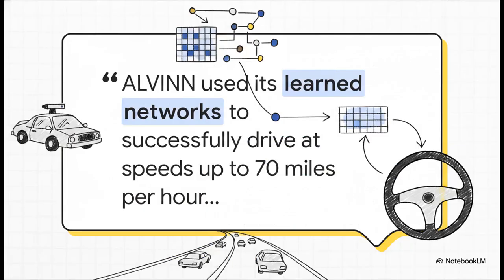To truly appreciate the power of neural networks, you gotta realize what Alvin achieved with that tiny, low-res pixel grid. By watching a human driver for just 5 minutes, the neural network learned the complex visual relationship between a road and a steering wheel. Alvin actually used its learned networks to successfully drive at speeds up to 70 miles per hour and for distances of 90 miles on public highways. It did this autonomously, with real traffic present, decades before modern self-driving cars, purely by mimicking human driving patterns through neural network weights. No way, right?